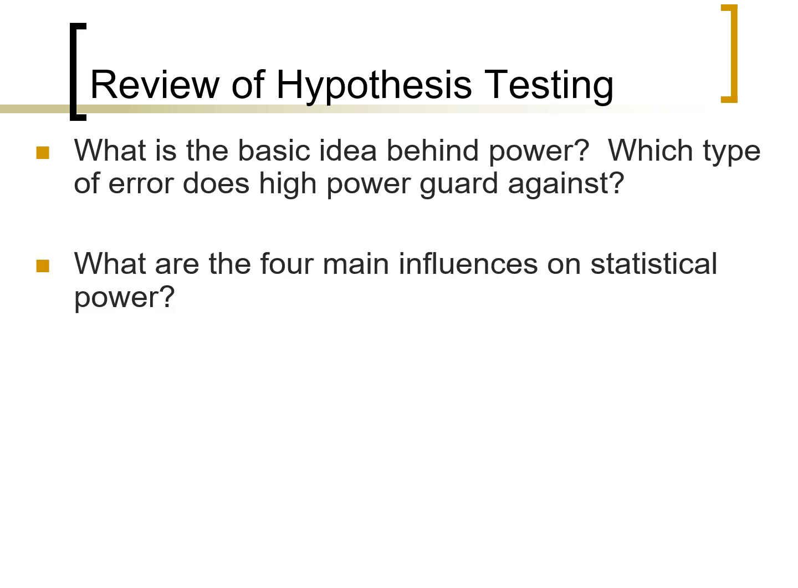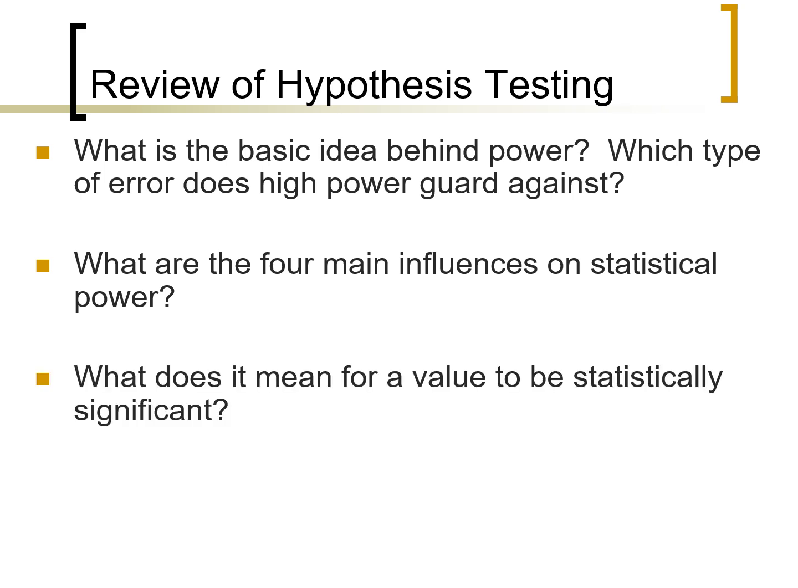So what are the 4 main influences on power? We won't go through all of those right now, but think about it: you can have a directional test, you can have a larger alpha, for example, you can have a bigger effect. All those things will give you more statistical power.